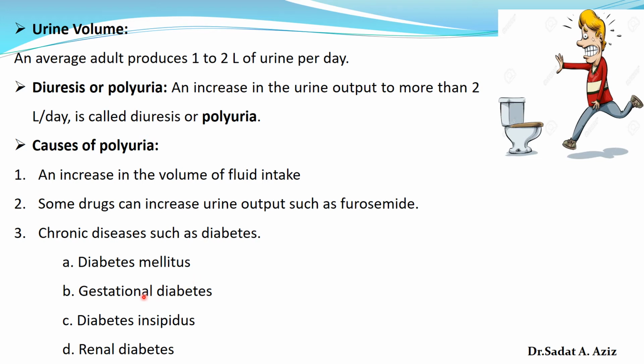Okay, and the second type of diabetes is called gestational diabetes. This type of diabetes is related to pregnancy, especially in those patients who have a family history of diabetes and a body mass index above 25. This condition mainly happens in pregnant women who, as we mentioned before, have a family history of diabetes.